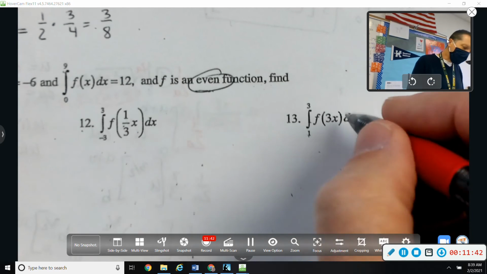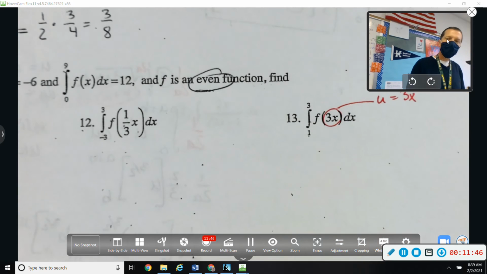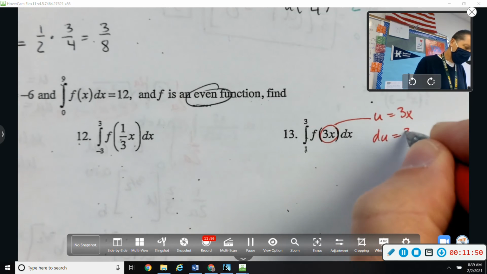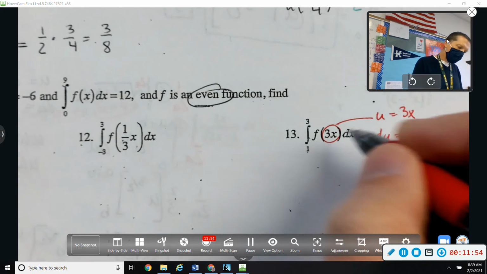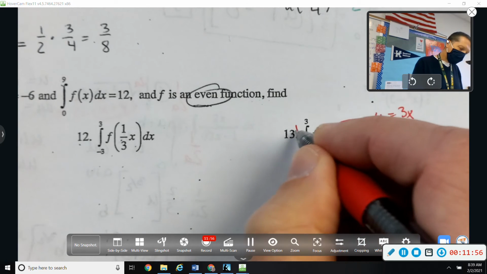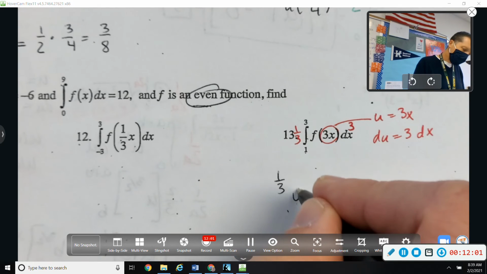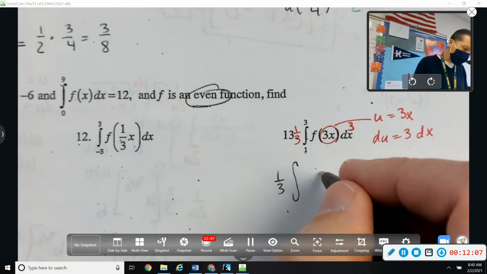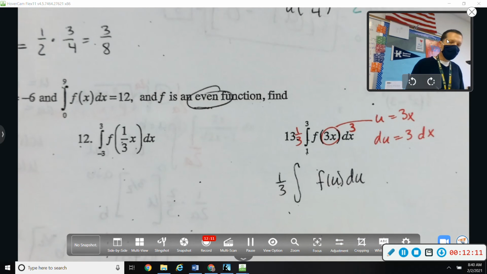The trick on these is to let u be whatever that inside thing is. So let's let u be 3x. Du would then be 3 dx. So I need a 3 and a 1/3. So 1/3 integral. I'm not putting limits on because I'm switching to u stuff, so I don't want to put 1 and 3. That would not be right. f of u du.